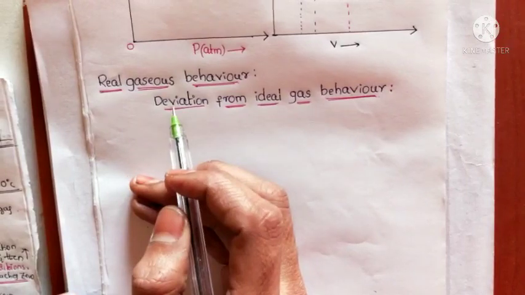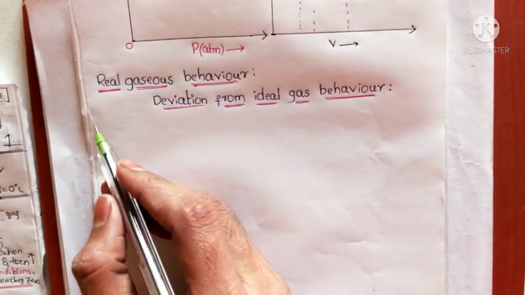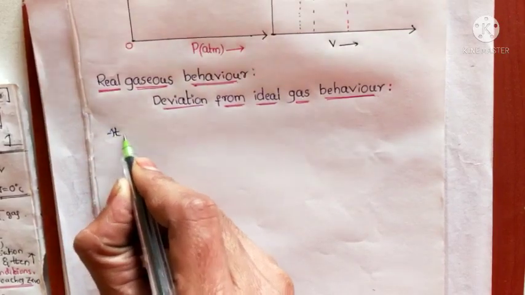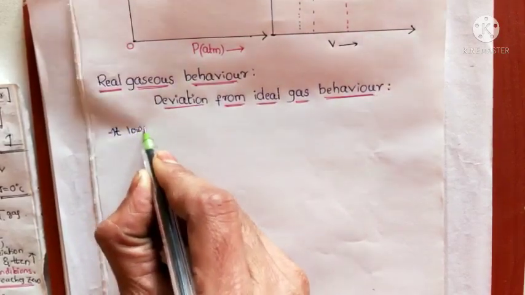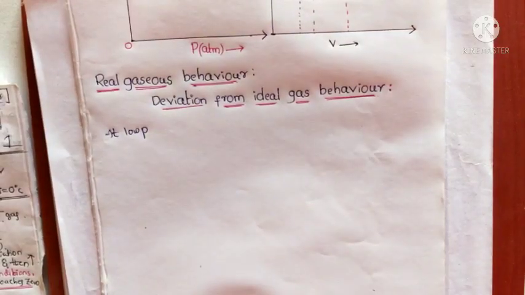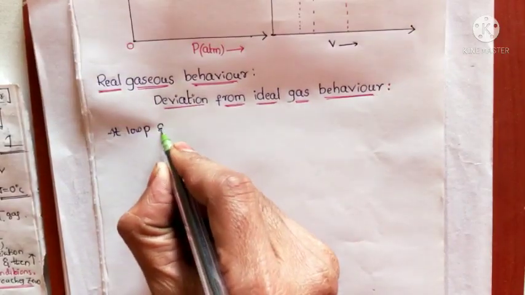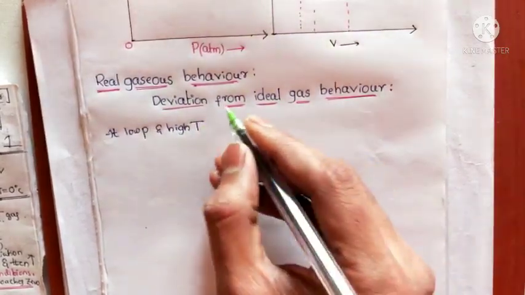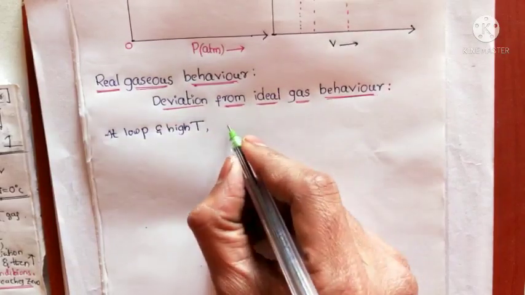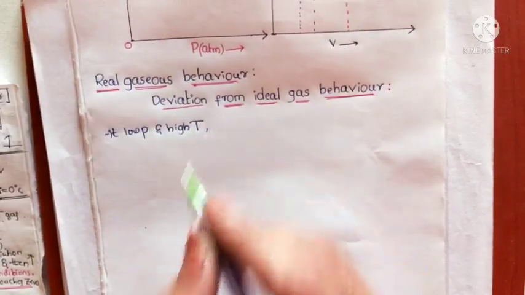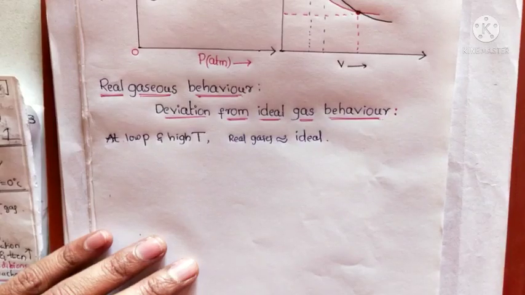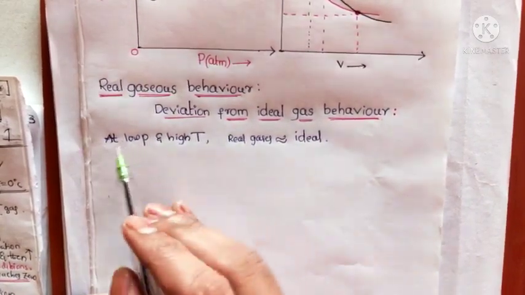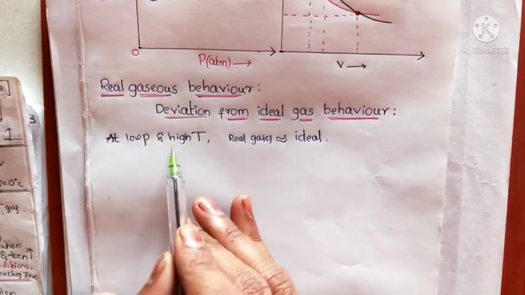So all real gases can act ideally at certain conditions. Which conditions? At low pressure as well as high temperature. At what conditions can real gases act as ideal gases? At low pressure and high temperature.